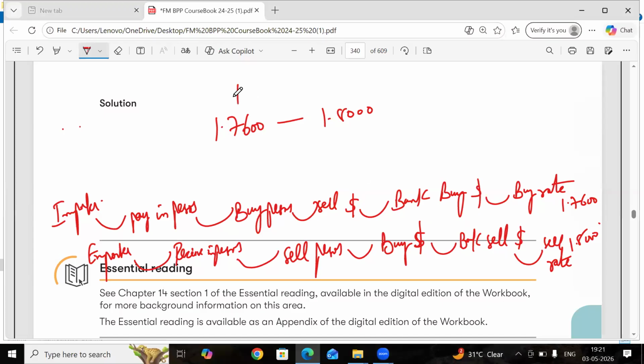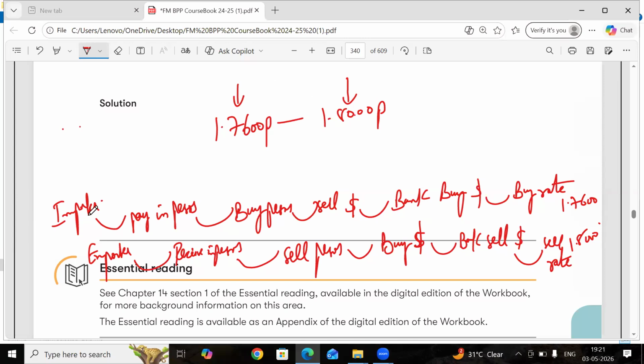I said this is the buying rate of the bank and this is the selling rate of the bank. What is the bank going to buy at this price and what is it going to sell at this price? The bank is going to buy $1 for this many pesos and going to sell $1 for this many pesos.